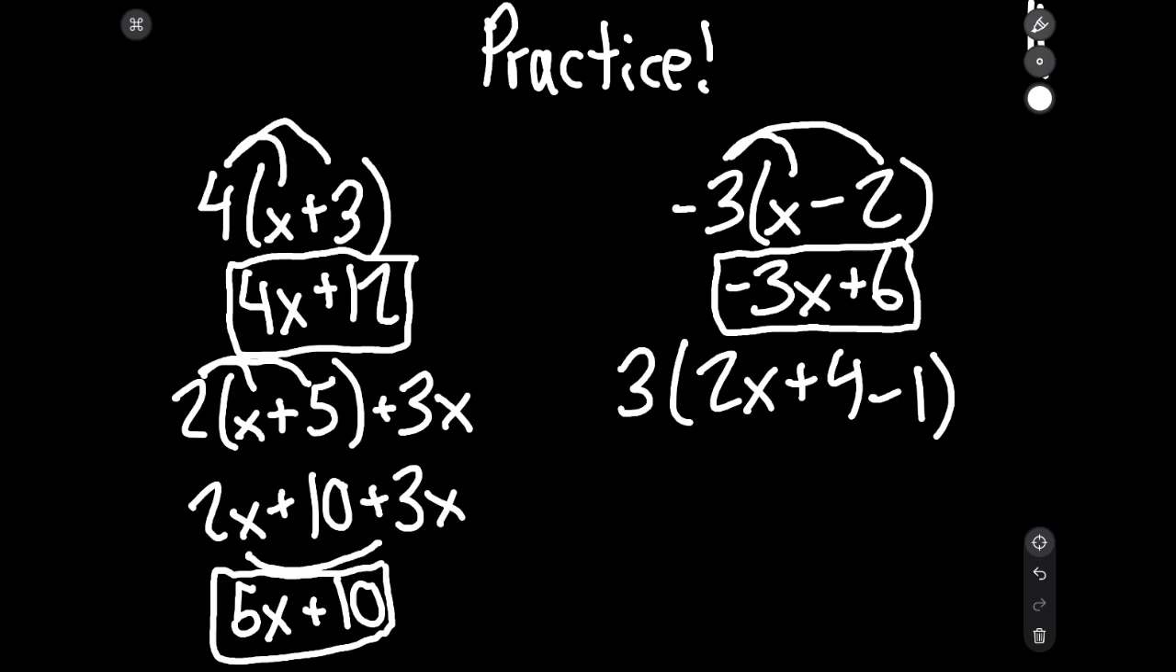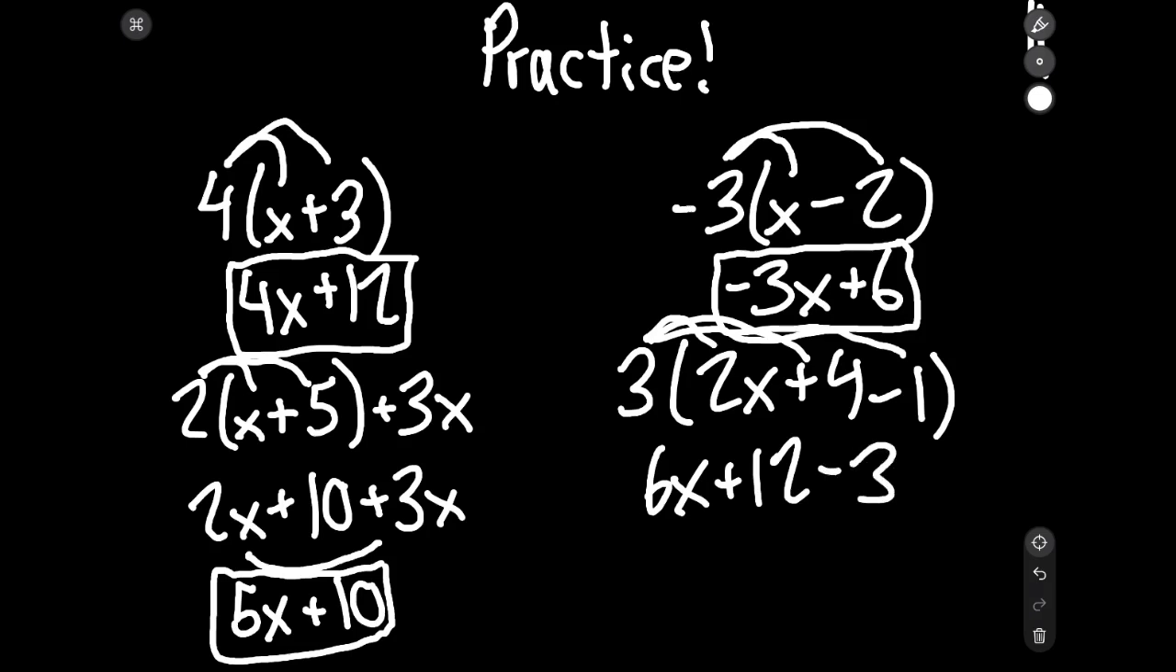And then for our last one, we just distribute the 3 to each term inside the parentheses. So 3 times 2x is 6x. 3 times 4 is plus 12x, and then 3 times negative 1 is just negative 3. And 12 and negative 3 are actually like terms, so we could put 6x first, and then we do 12 minus 3, which is just 9, so we get plus 9. And that's our final.